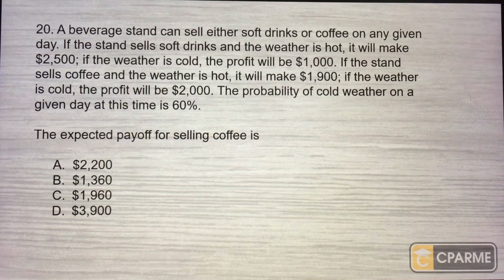So the expected payoff for selling coffee. So selling coffee and then hot or cold. So pag hot, 40%, then cold, 60%. Then what's the payoff or the contribution margin for each?